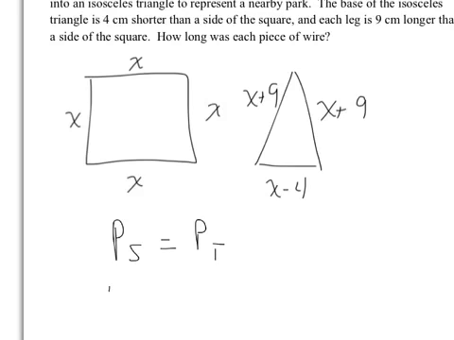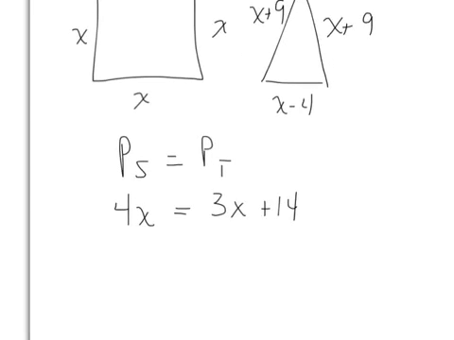Well, the perimeter of the square is x plus x plus x plus x, or 4x. The perimeter of the triangle, we add the 3 x's together to get 3x, and we can combine the 9 and 9 to get 18. 18 minus 4 is 14. So this is our governing equation in this example. And what you'll notice is quite simple. When you subtract 3x on both sides, you simply get x equals 14.